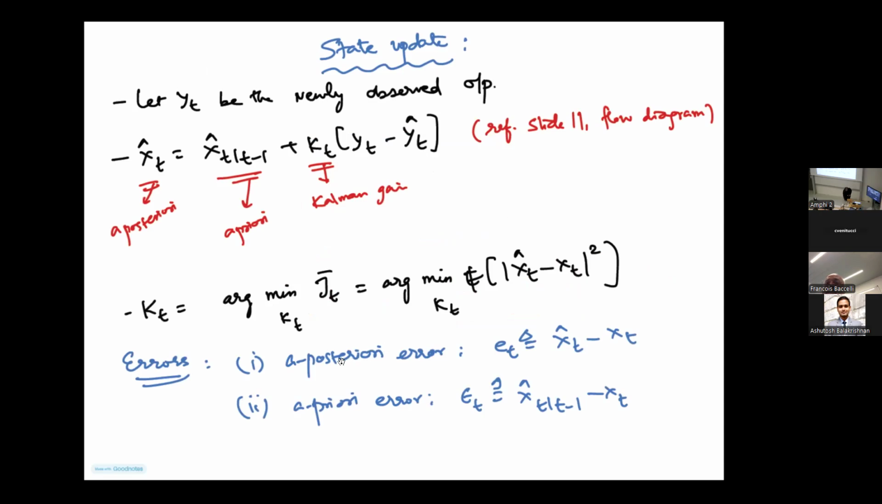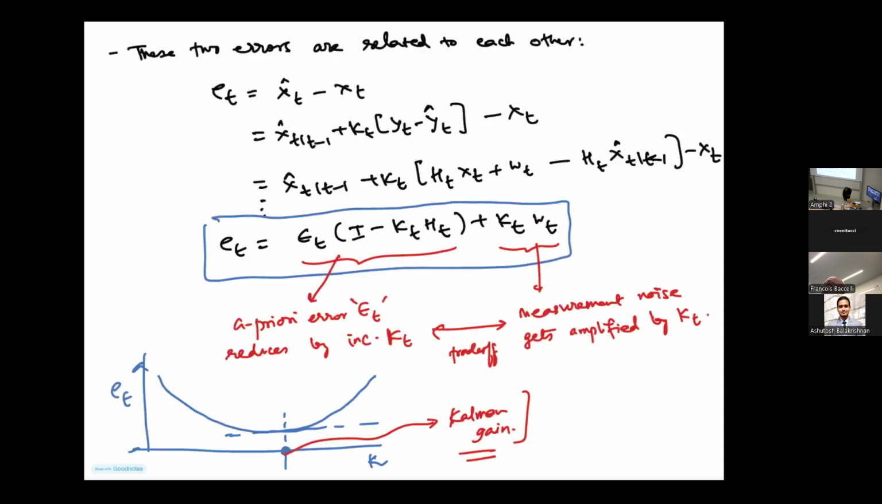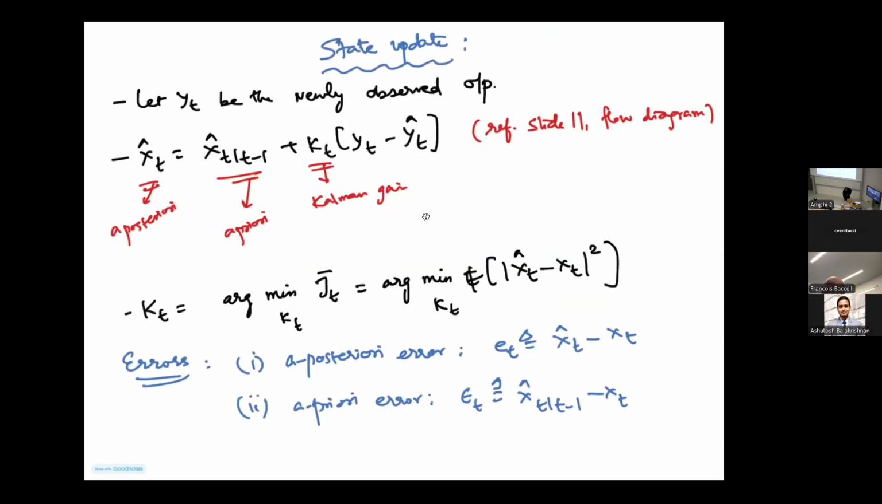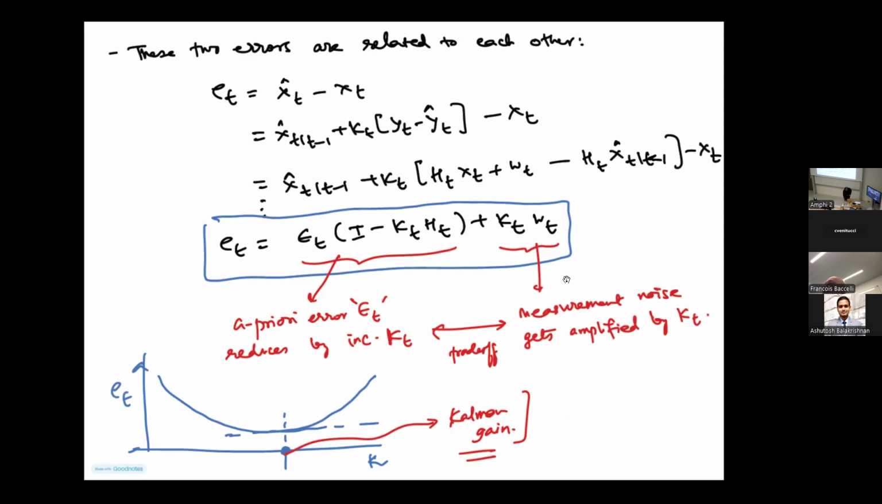One is the a posteriori error, which is small e, which is x hat t minus xt. And we have the a priori error, which is epsilon, and this is x hat t given t minus 1 minus xt. So these are the two possible errors, right? One is the a posteriori error, another is the a priori error. And the goal is to minimize the expectation of the a posteriori error, which is et square.